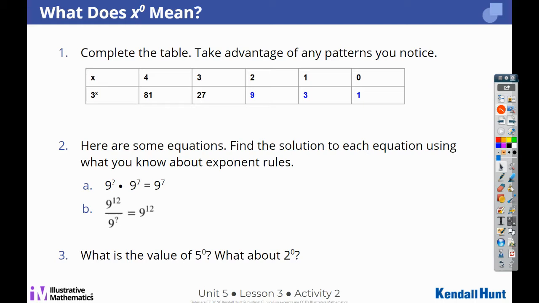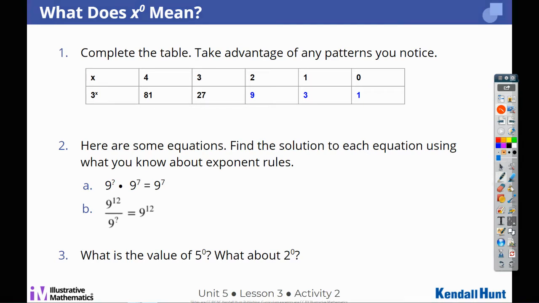If I want to multiply 9 to the power of something by 9 to the power of 7, what does that need to be in order for me to get 9 to the power of 7? What is the only thing we can multiply by 9 to the power of 7 and get 9 to the power of 7? 1. So I need this 9 to the power of something to be 1. So that needs to be 0.